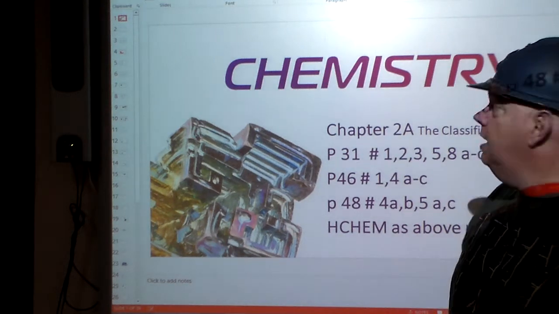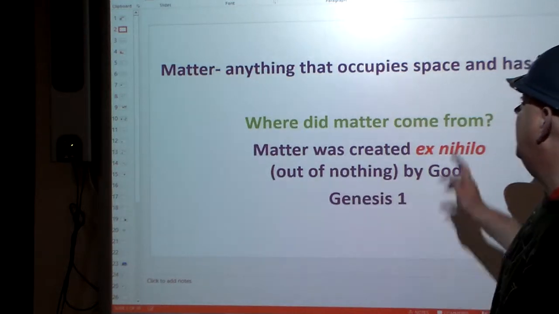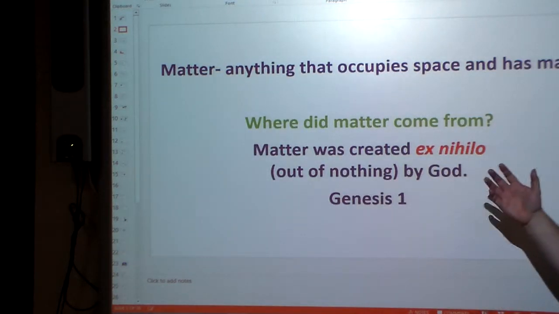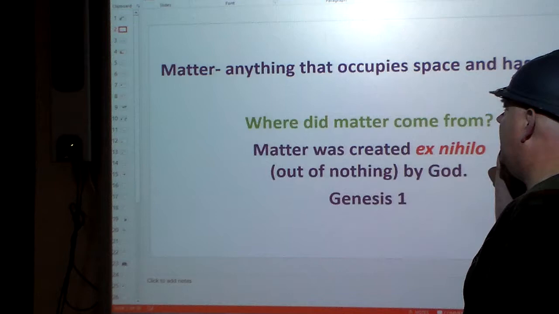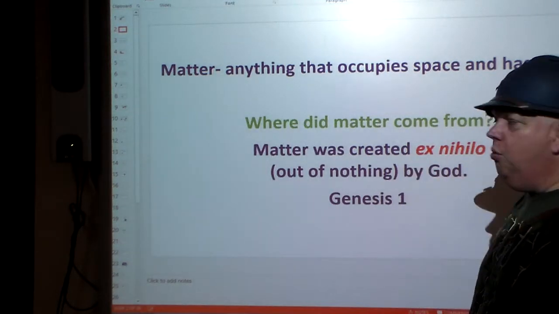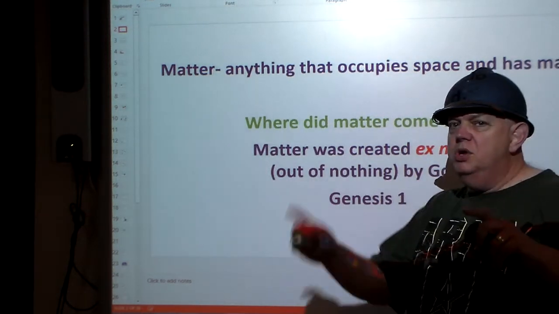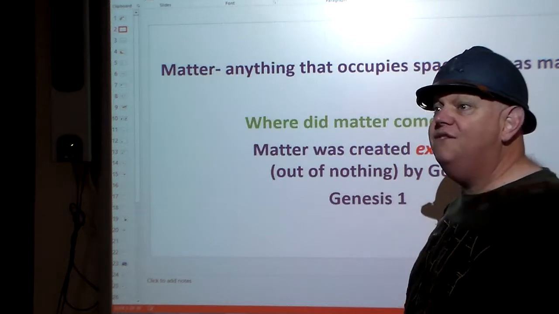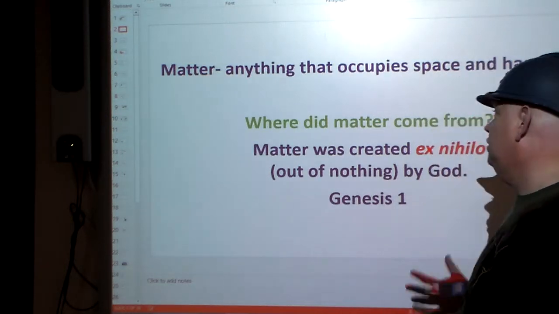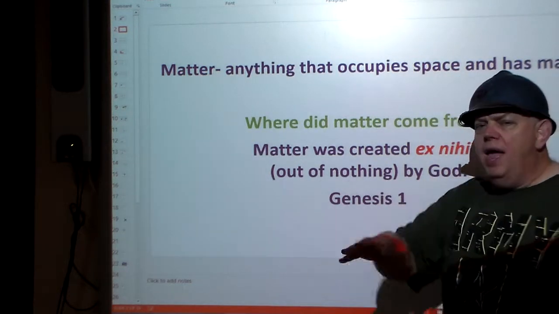So let us begin. Matter is anything that occupies space and has mass. Okay, we covered that one in chapter 1. Now remember, between chapter 1 and chapter 2 we had 1.5 dealing with a lot of equipment, which is essential. But now we have to go back into Chem.